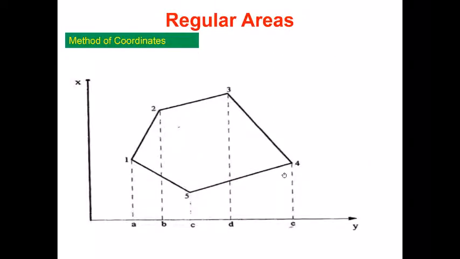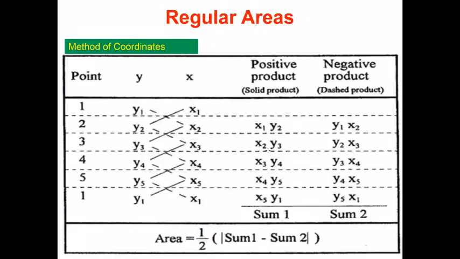Then we have the method of coordinates. When you have an irregular shaped area, but the sides are joined together by regular lines, we can use this method of coordinates. If we have a closed traverse as shown in this figure, where you have 1, 2, 3, 4, 5 as the station points and these are the lines joining them, by finding out the coordinates of the station points, we can find out the area enclosed by this traverse.